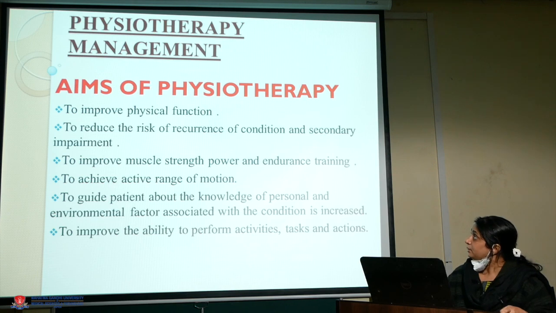Physiotherapy management. Now the role of physiotherapy management is important here. So now we will look into the aims of physiotherapy. That is to improve the muscle function, to reduce the risk of recurrence, to improve muscle strength, power and endurance training, to achieve active range of motion, to guide the patient about the knowledge of the personal and environmental factors associated with the condition, and to improve the ability to perform activity, tasks and actions.